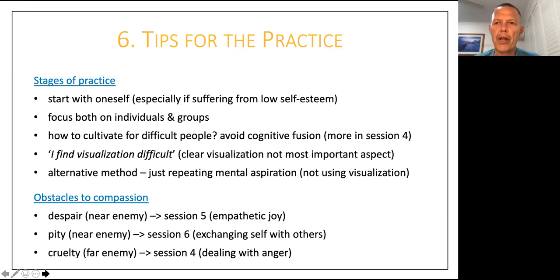And once again, if we find the visualization difficult, if we don't like to do visualization, then that's not the most important thing. The most important thing is that aspiration, wishing them to be free of suffering, wishing them to be free of mental afflictions, to cultivate that wish. And then some obstacles for compassion. So again, we can talk about what's called the near enemy and the far enemy.